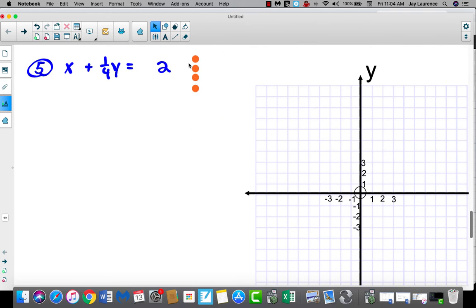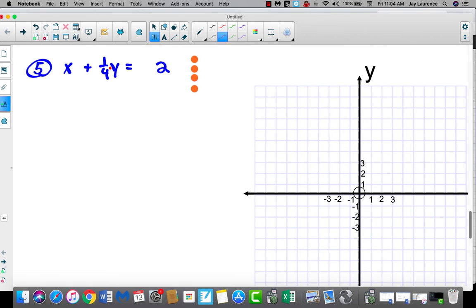Number 5 is done very much the same way. I have 2 numbers keeping y from being alone. One is the 1/4, and the other one is the x. The 1/4 is attached by multiplication, and the x by addition. Not because of this, but because it's a positive x. So the first thing I'm going to do is subtract x. And again, notice I wrote it in front and I didn't line it up.